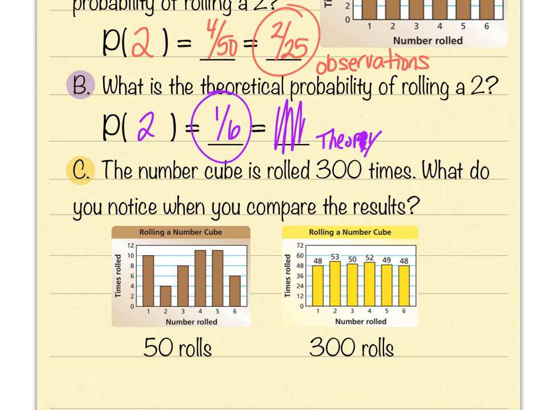What do you notice when you compare the results? Well, when you roll it 50 times, you can see our numbers are kind of all sporadically out here. They're all kind of all over the place. If you roll it more times, you can see it's more even, isn't it?